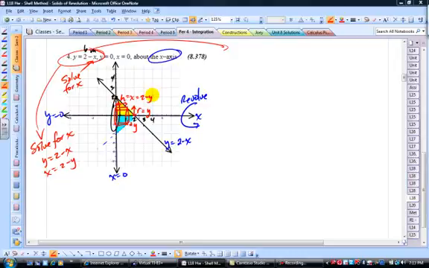And remember, on a dy problem, you're going to have to write all your integrals or all your functions with respect to y. Remember that. And to do that, you've got to solve your functions for x. You've got to solve for x and write it in terms of y. That's why I did this here.